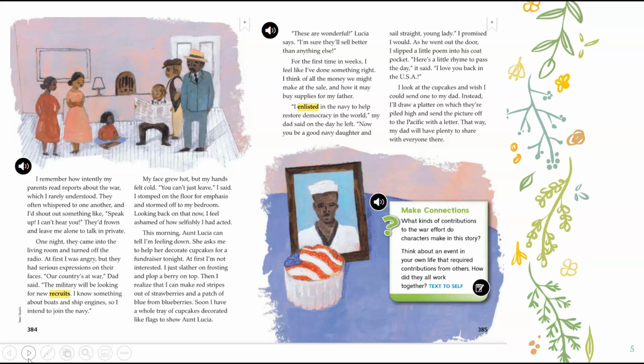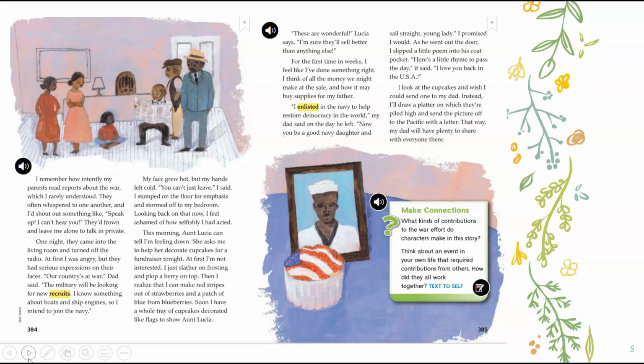"Our country's at war," Dad said. "The military will be looking for new recruits. I know something about boats and ship engines, so I intend to join the Navy." My face grew hot, but my hands felt cold. "You can't just leave," I said. I stomped on the floor for emphasis and stormed off to my bedroom. Looking back on that now, I feel ashamed of how selfishly I acted.